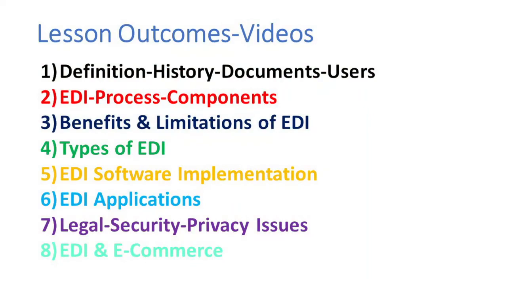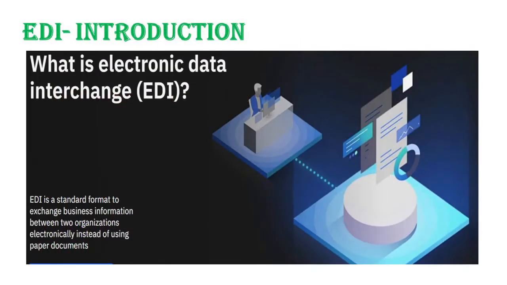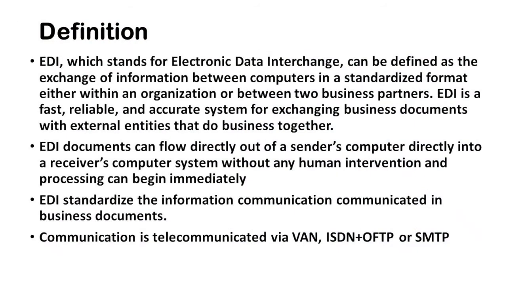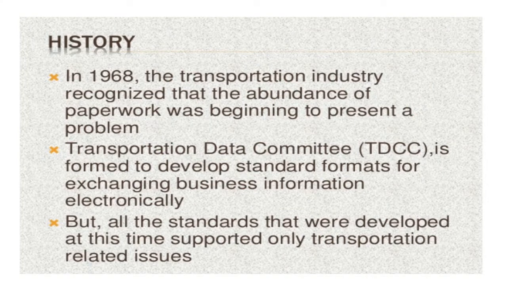These are the overall learning outcomes. In the present video, we learn the types of EDI. Those are 5 types of EDI. EDI stands for electronic data interchange, the document process. The other way of EDI. First, it was introduced in transportation data. Later, it reached many areas.